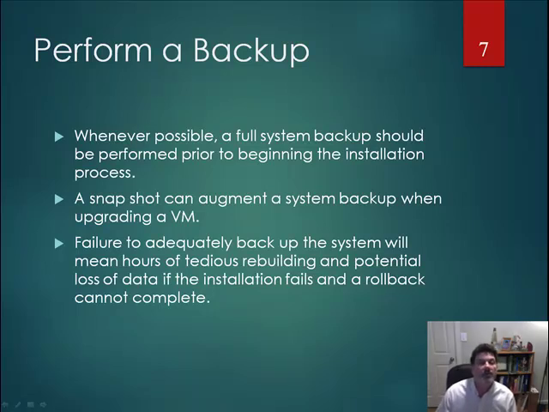Most operating system installs now have a rollback option in the event of a failed installation, but sometimes those rollbacks do fail, and I want to make sure that my backup allows me the most convenient reinstall route possible. Also, if I'm looking at upgrading a virtual machine, I might want to go ahead and take a snapshot of that virtual machine as a way of augmenting a system backup.